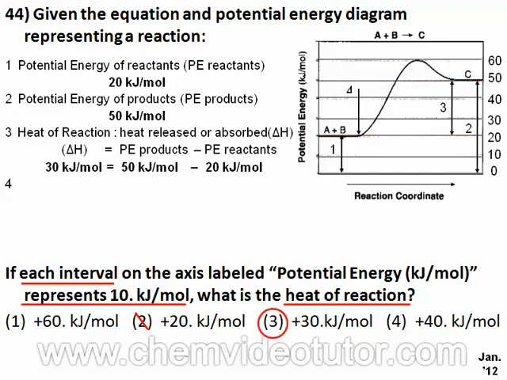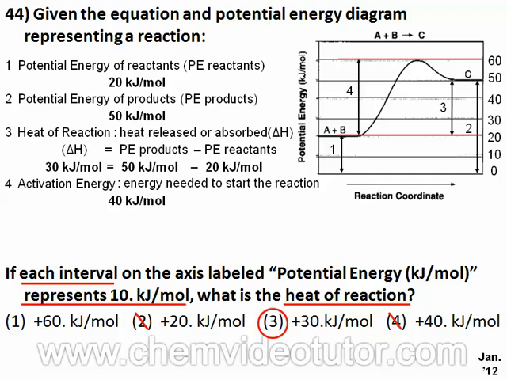Arrow 4, called the activation energy, is the energy needed to start the reaction. Since the arrow starts at 20 and ends at 60, it has a value of 40 kJ per mole and would have been choice 4.